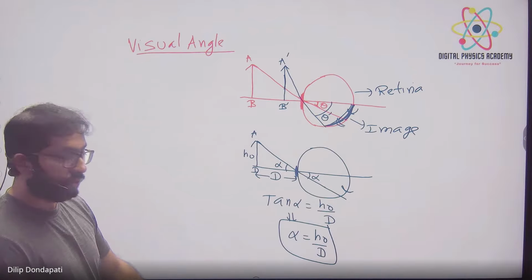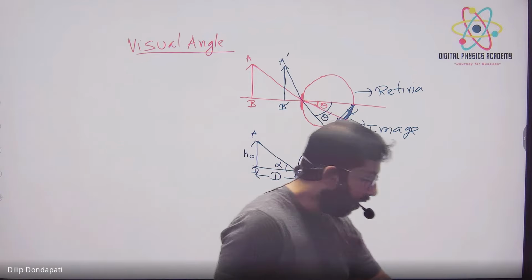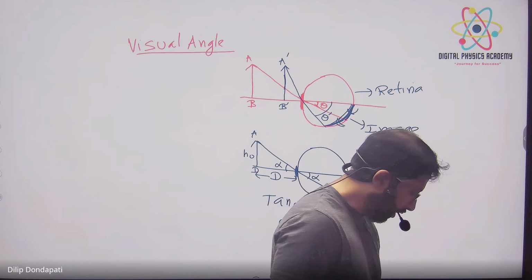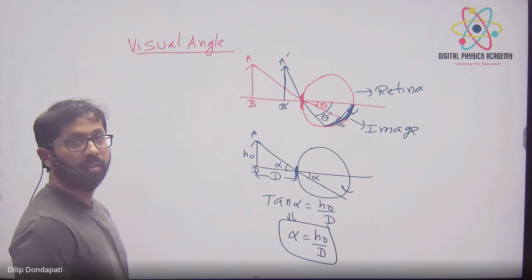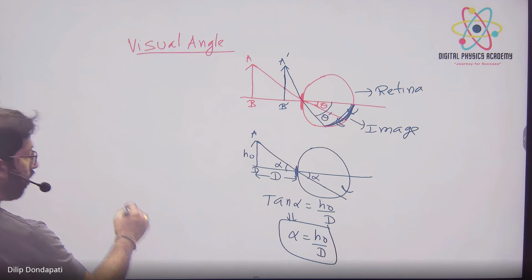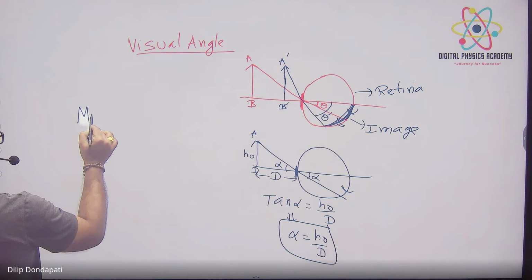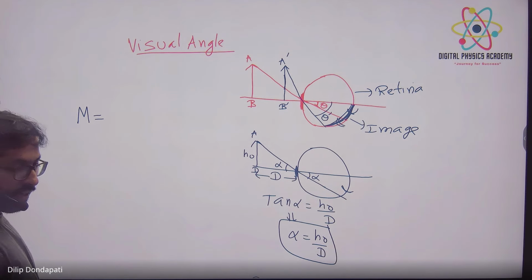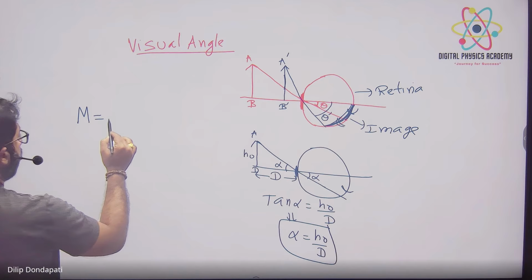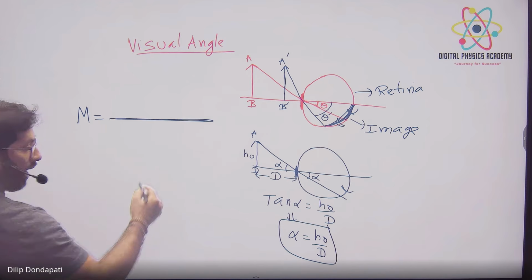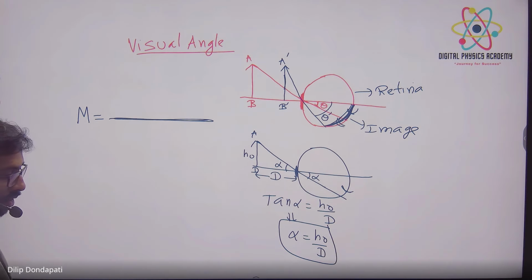Okay. So visual angle समझ में है. Now आपको magnification लिखो. Angular magnification का definition. Angular magnification we represent as capital M. Angular magnification capital M. A formula लिख लो. Visual angle formula लिखो है magnification का.